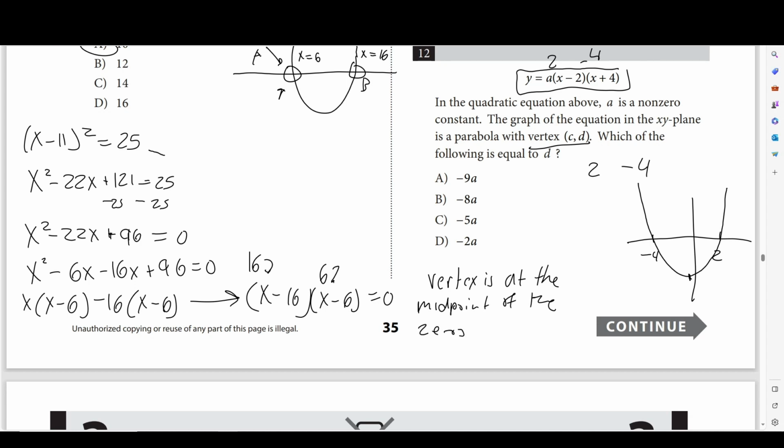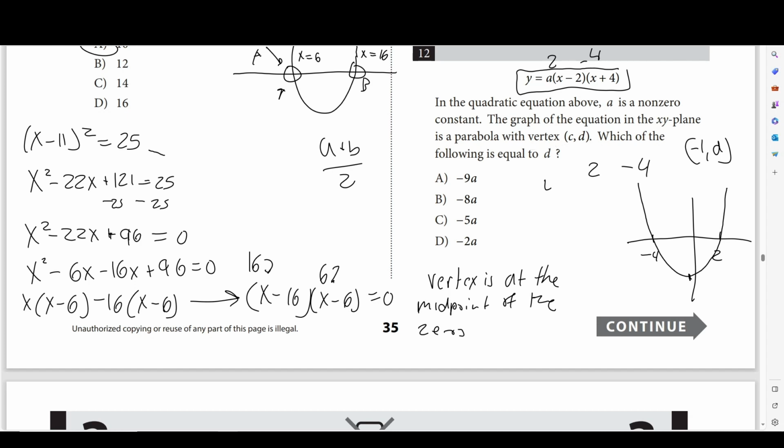So what I'm going to have to do is find the midpoint of 2 and negative 4. I'm going to add those two points together, 2 plus negative 4, which gives me negative 2. And I'm going to divide negative 2 by 2, and I get negative 1. So the midpoint formula is just point 1 plus point 2, over 2. We know that the x-coordinate of our midpoint is negative 1. So our vertex happens at negative 1, comma D, and our x value is negative 1.